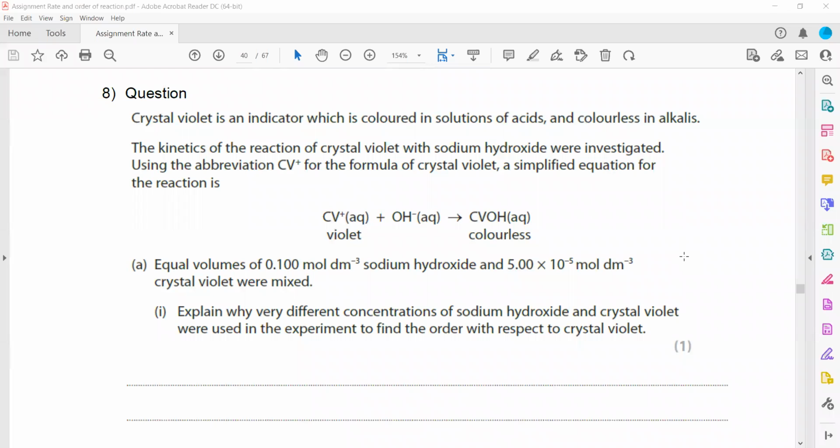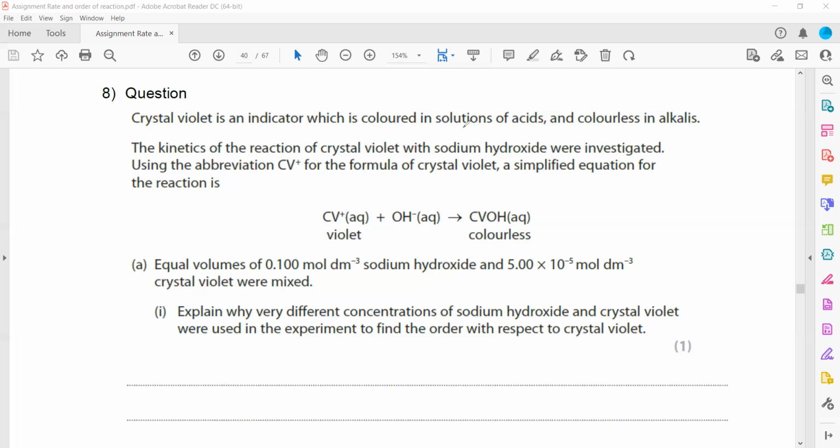This is a doubt from exercise rate and order of the reaction. Crystal violet is an indicator which is colored in solutions of acid and it is colorless in alkaline solutions. The kinetics of the reaction of crystal violet with sodium hydroxide were investigated using the abbreviation CV for a formula of crystal violet. A simplified equation is there.